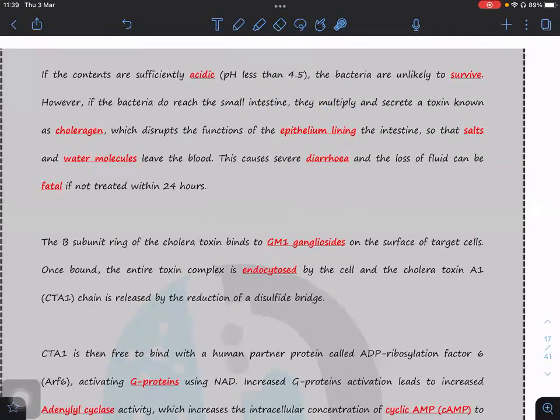So they will multiply and secrete a toxin known as cholerogen, which will disrupt the function of the epithelial lining, so that salts, particularly sodium and chloride, and water molecules leave the blood. It causes severe diarrhea, and the loss of fluid can be fatal if we don't treat it within 24 hours.